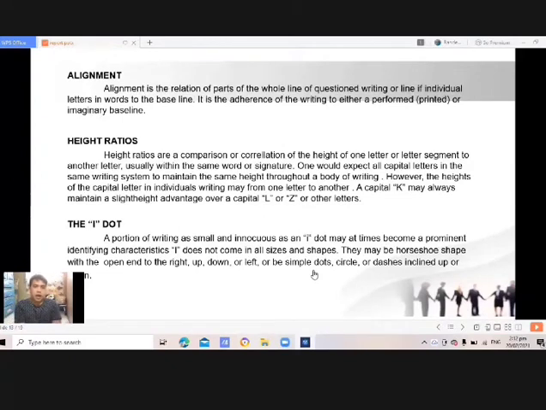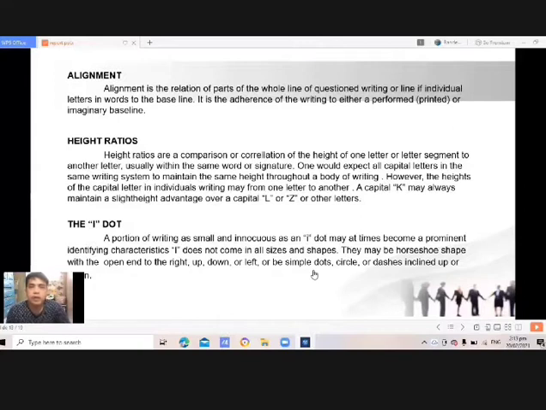Height ratios. Height ratios are a comparison or correlation of the height of one letter or letter segment to another letter. Usually, within the same word or signature, one would expect all capital letters in the same writing system to maintain the same height throughout a body of writing. However, the heights of the capital letters in individual writings may vary from one letter to another. A capital K may always maintain a slight advantage over a capital L or Z or other letters.